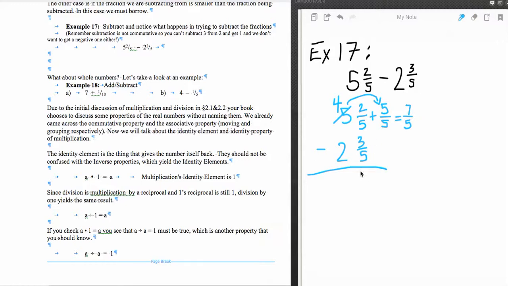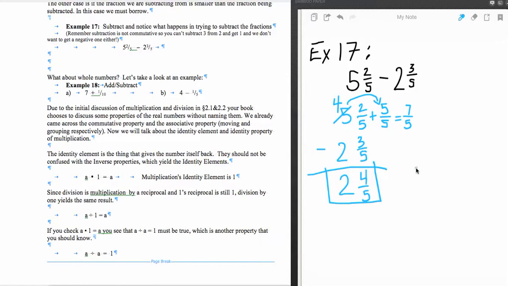7/5 minus 3/5, now I can subtract, and so that's going to give me 4 fifths, and 4 minus 2, which is 2, and so now we have our answer. And that is the way that we borrow. And it's really not as difficult as you might think, you just need to practice it.